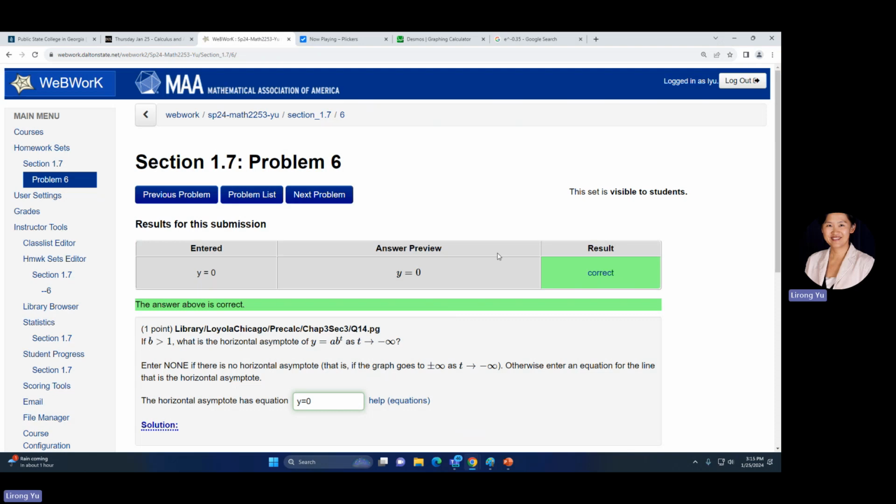I think we're out of time. Hopefully they'll start you a little on your 1.7. That gives us a lot of practice with limits involving infinity. Okay, thank you.